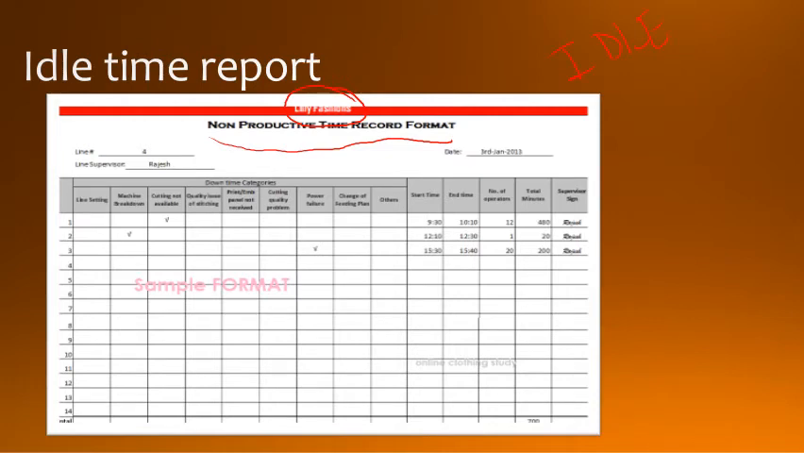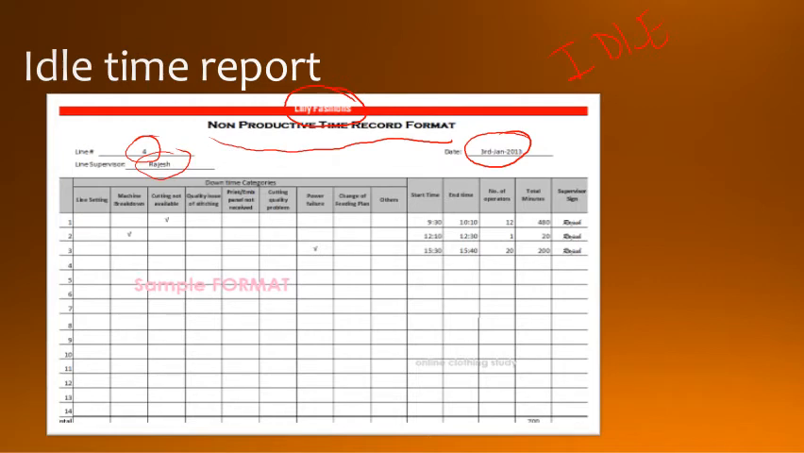Okay. Then line number, production line, which is line number 4. The line supervisor's name is Rajesh. So this report is prepared by whom? This is prepared by Rajesh, and the report is prepared on 3rd January 2013. So here some causes are given. Downtime categories. Downtime means idle time categories.